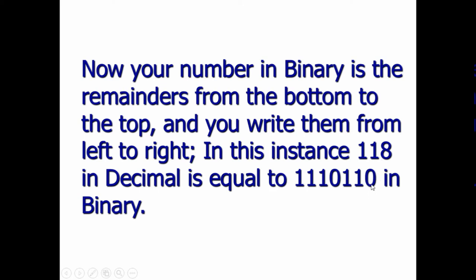So this would be 0 times 2 to the power of 0, which is 0. 1 times 2 to the power of 1, that would be 2, plus 1 times 2 to the power of 2, that's 4, so 4 plus 2, that's 6, plus 0 times 2 to the power of 3, that's 0. 1 times 2 to the power of 4, 1 times 2 to the power of 5, 1 times 2 to the power of 6. Add them all together, it should give you 118. If it doesn't, then you've got it wrong somewhere.